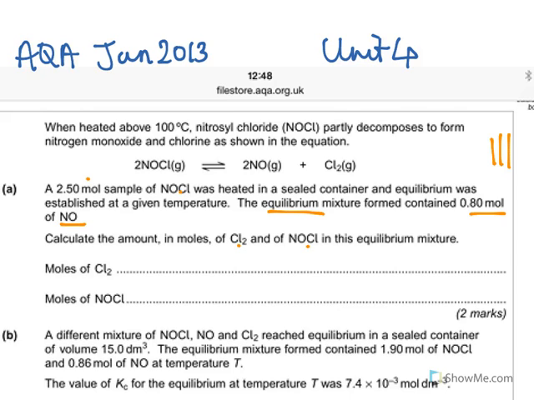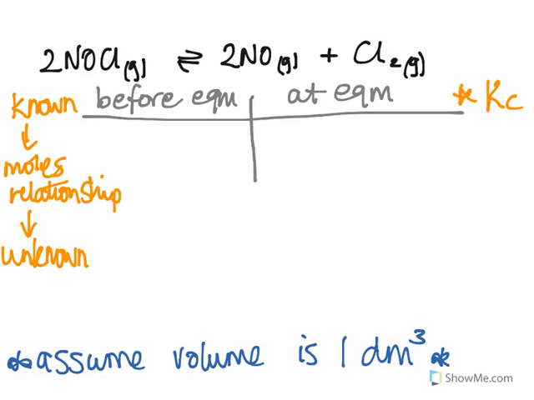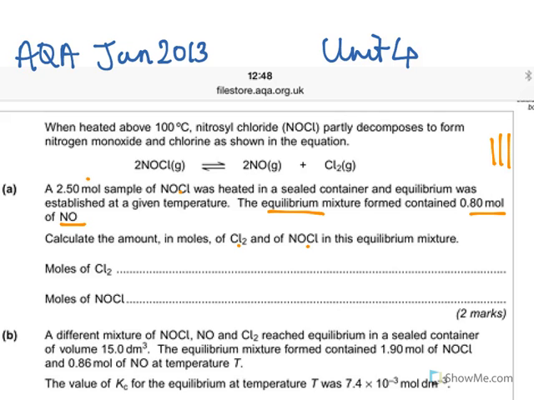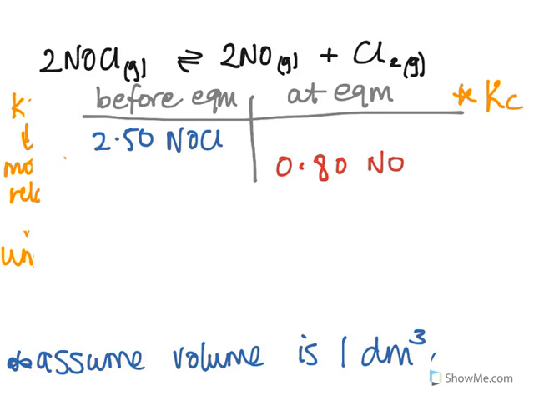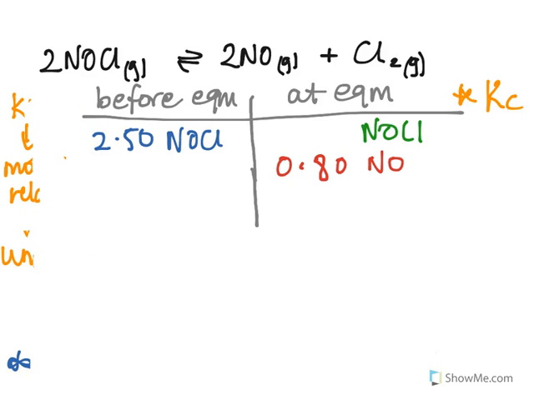So what do they tell us? Before equilibrium, we've got 2.5 moles of NaCl, so let's put that in there. And at equilibrium, we've got 0.80 moles of NO. So let's put that on the at equilibrium side. So we've been asked to work out the moles of NaCl at equilibrium and the moles of Cl2. So this is where we have to use what we know to work out what we don't know.